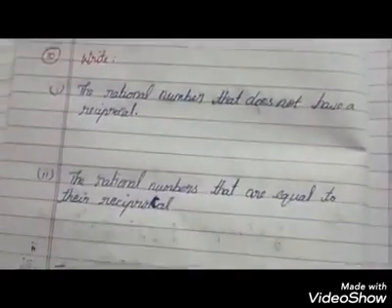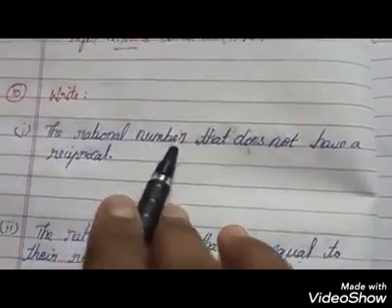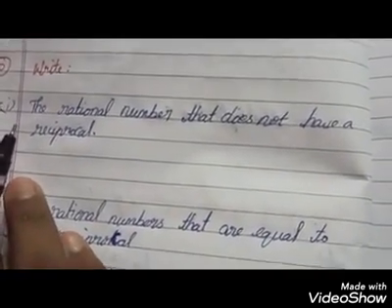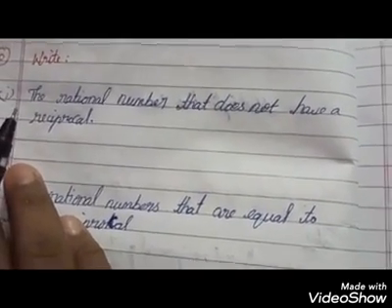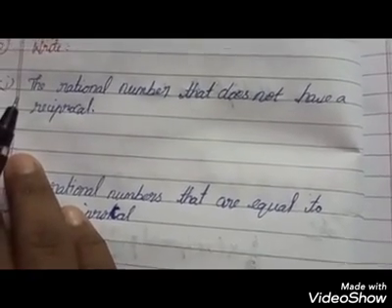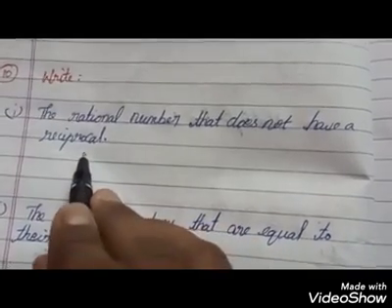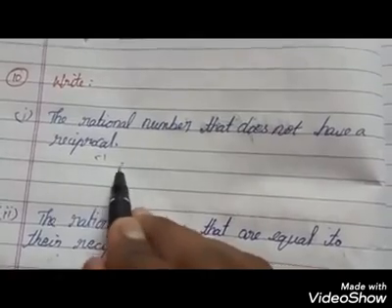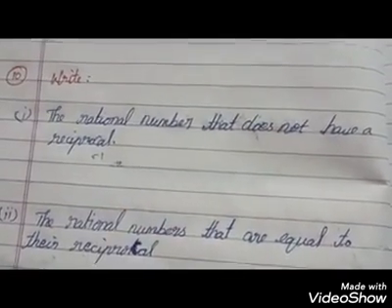Now we move on to question number 10. The rational number that does not have a reciprocal. So already I told you, rational numbers include positive rational numbers and negative rational numbers. Just think: for negative numbers, minus 1 is the reciprocal, for minus 2, minus 1 by 2 is the reciprocal. So which one doesn't have a reciprocal?